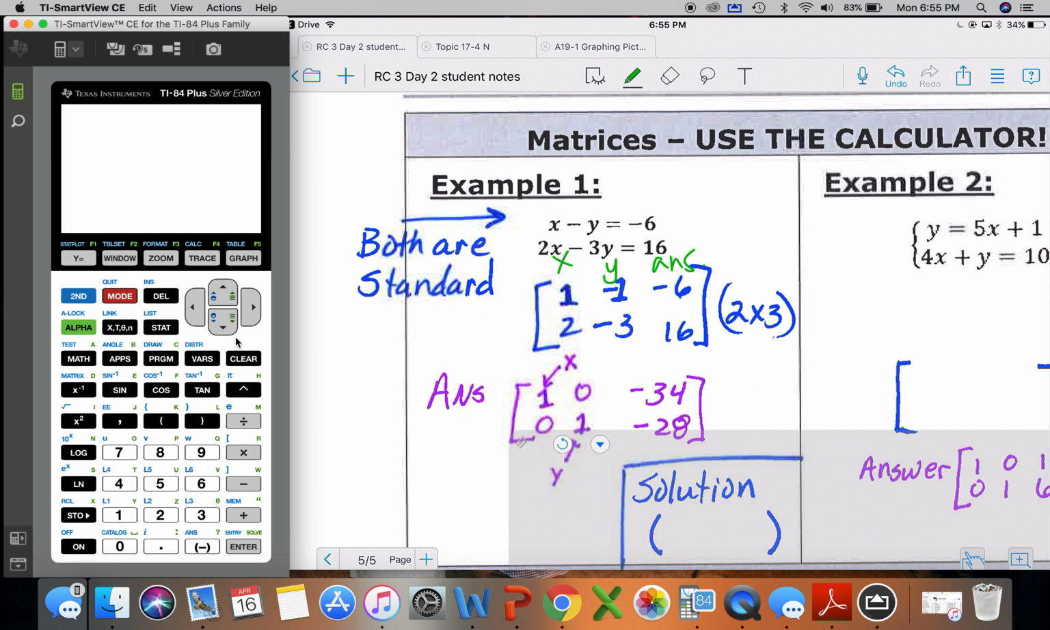So they've given us the answer, but I want to refresh your memory on how to do this. So we click the second button up in the top left, and you see the little blue matrix button. We want to use matrices, so we're going to click matrix.